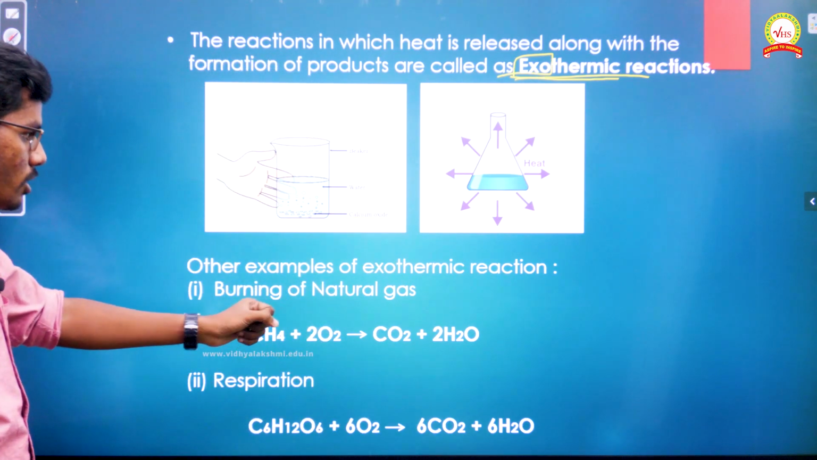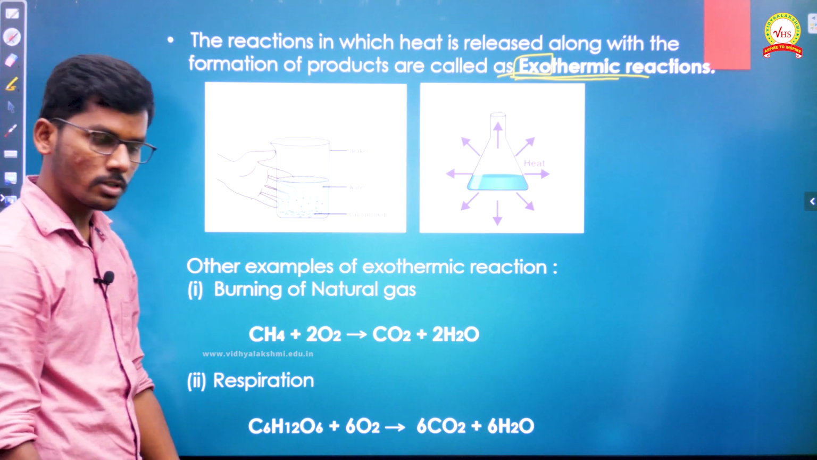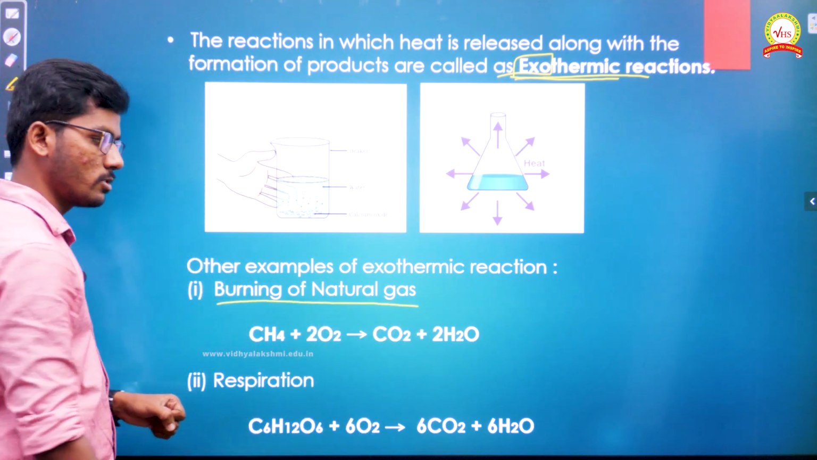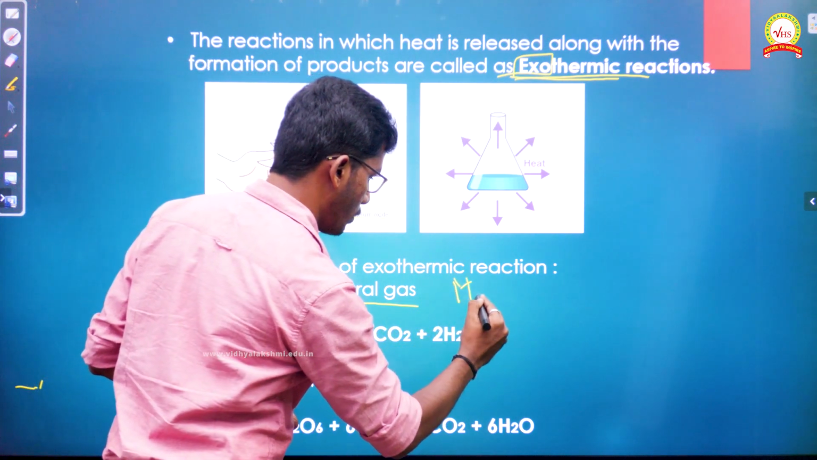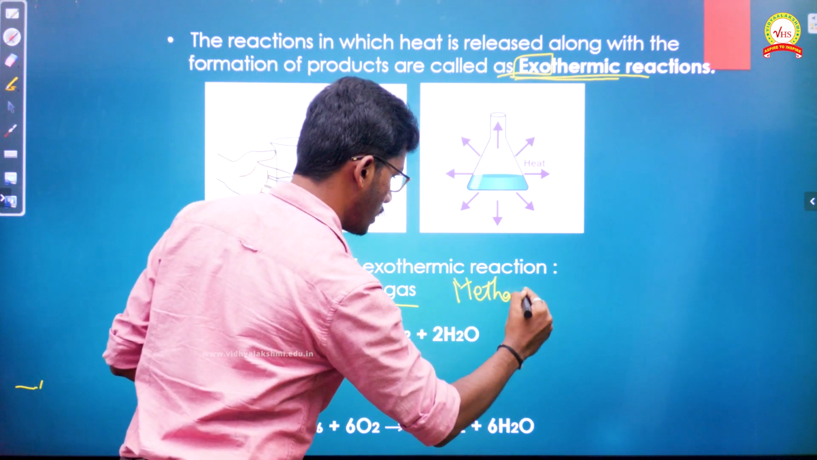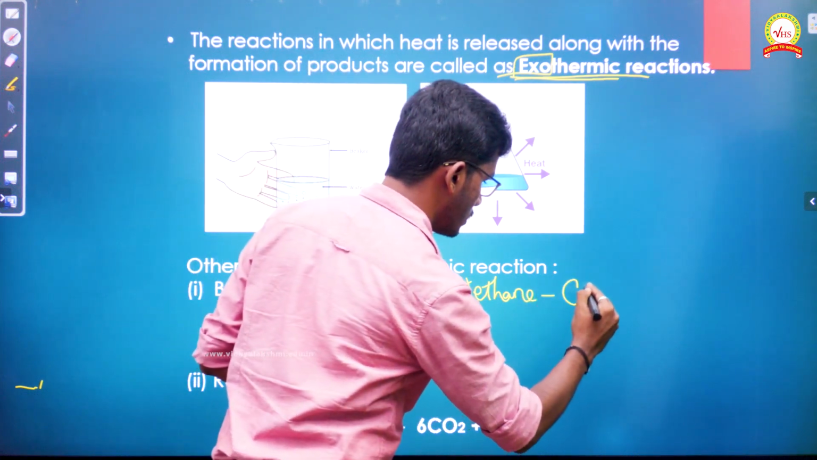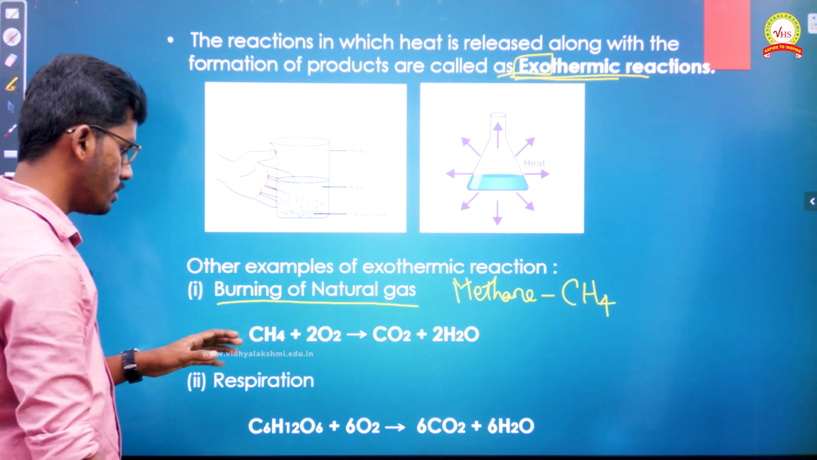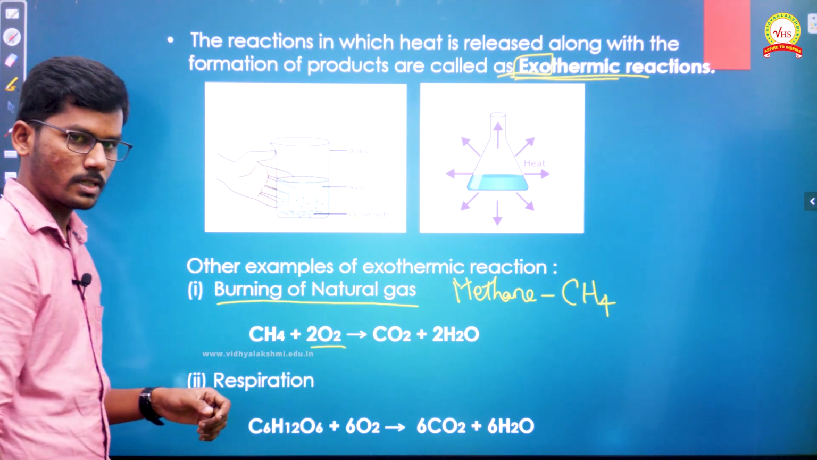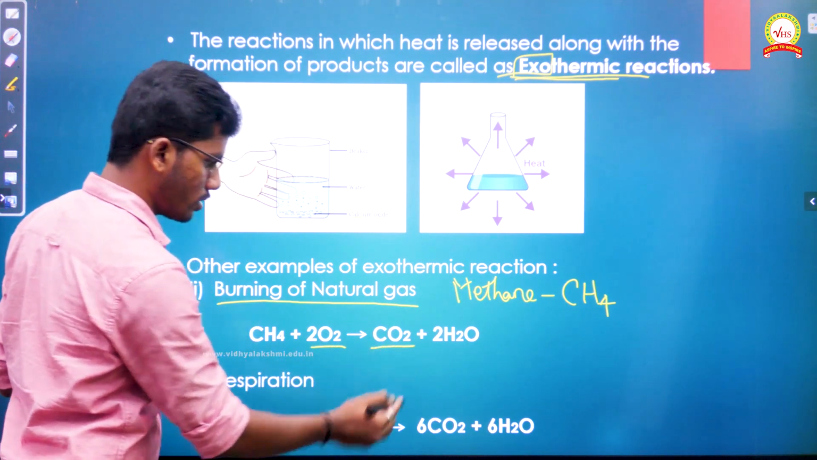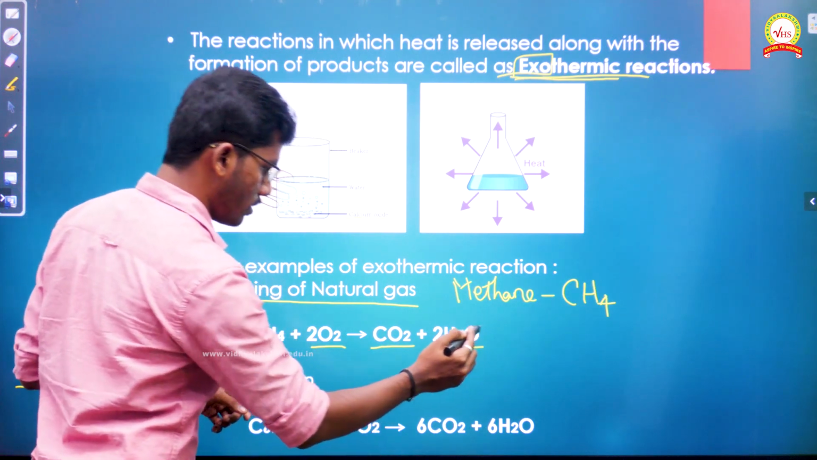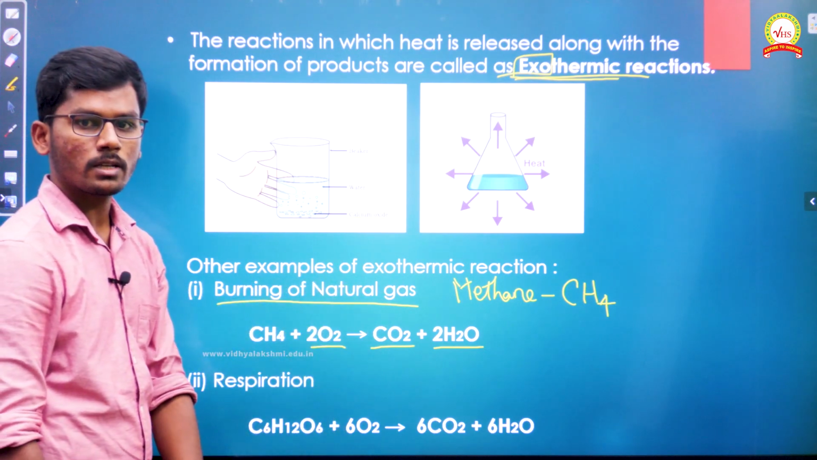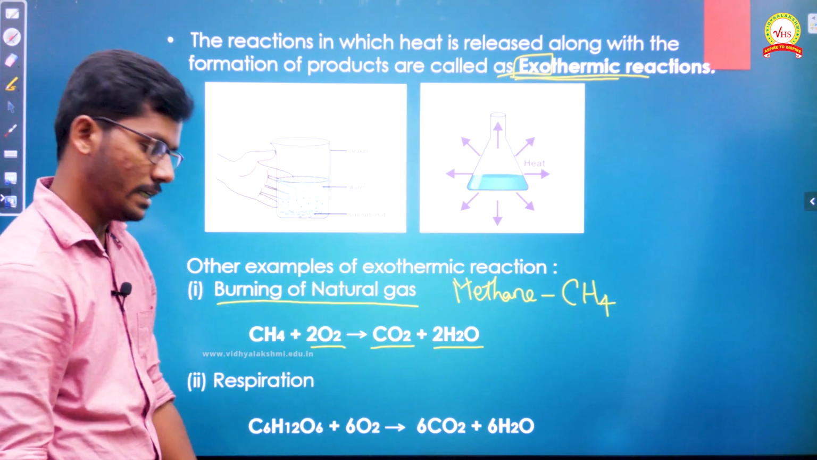So a few more examples have been given here for the exothermic reactions. You see, burning of natural gas. You know what natural gas is, right? Natural gas is methane, and the chemical formula of methane is CH4. Okay, so when methane is burnt in the presence of oxygen gas, it produces carbon dioxide. In addition, it also releases some amount of water. In addition to that, it also releases a huge amount of heat energy.